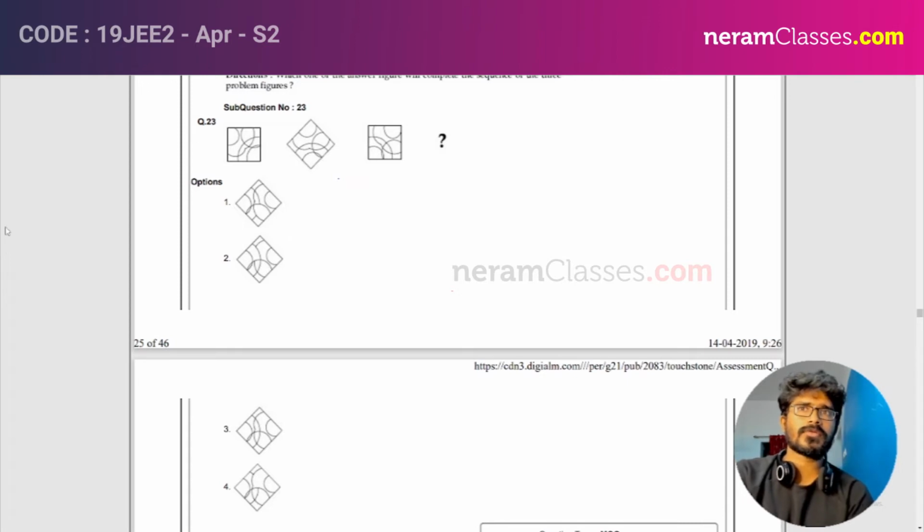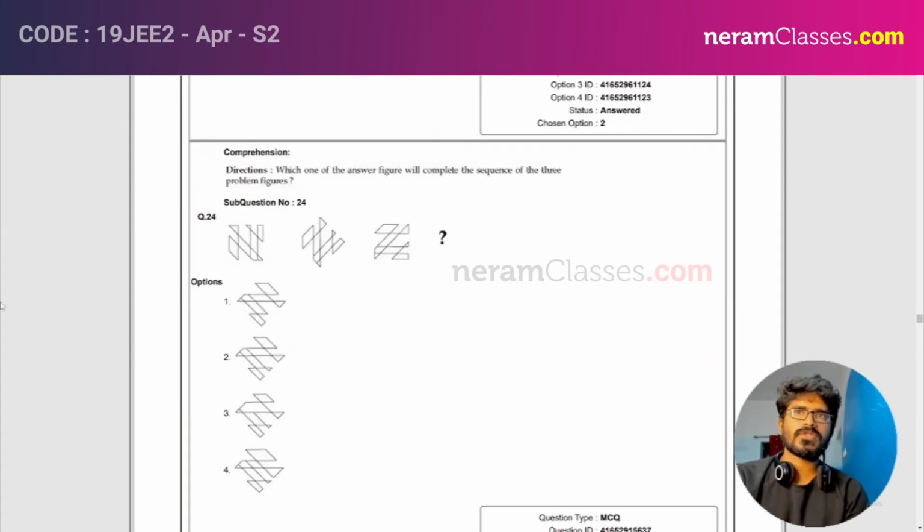But here in this option 1 you can see there is a missing curve here. Also in the second option there is a curve missing over here. Also third option is complete. Fourth option we'll check. Fourth option is also wrong because we have a missing curve here. That means option 3 is the right answer for this question.